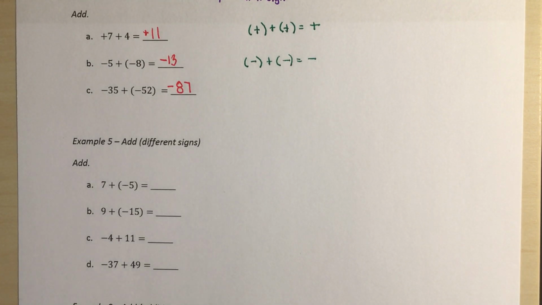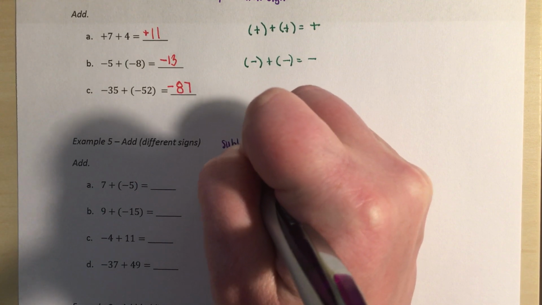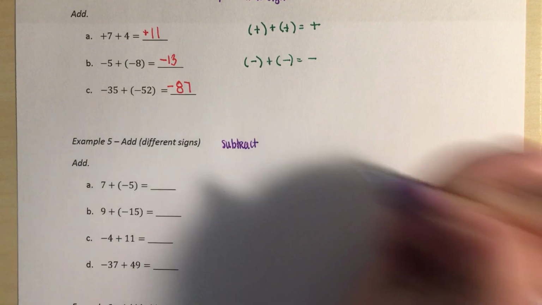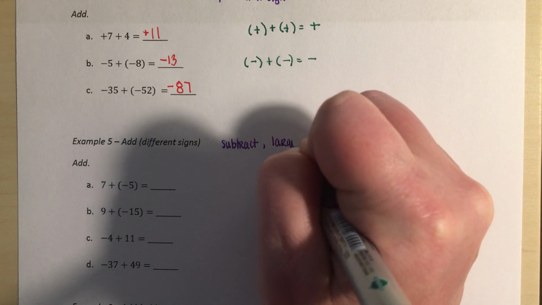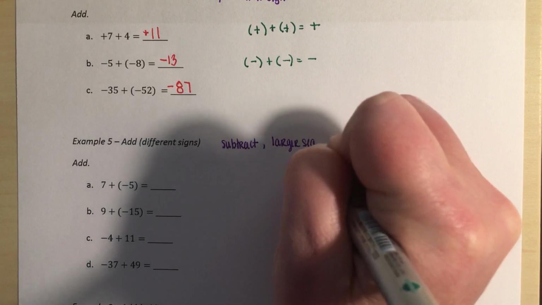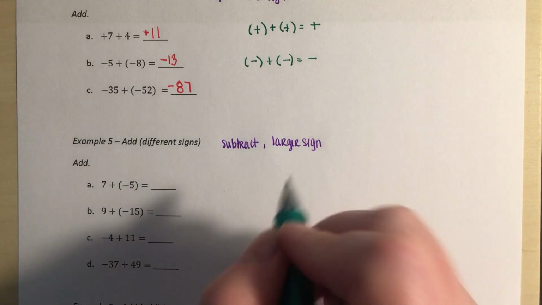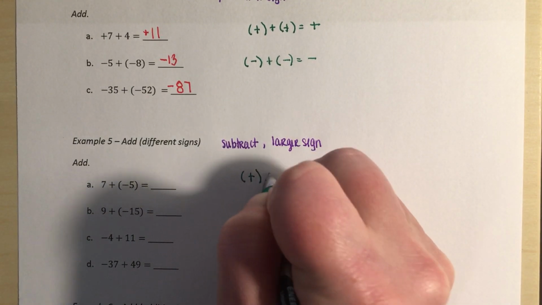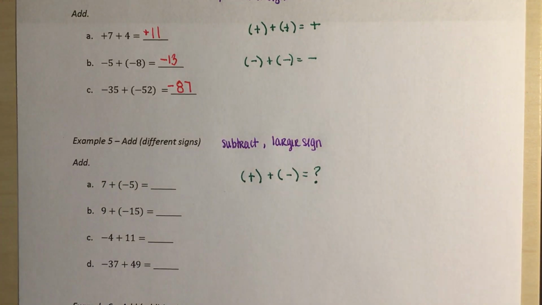Right. If we are adding numbers that have different signs, instead of adding this time, we are going to be thinking subtract. So we're going to subtract, and then we're going to use the sign of the larger number in our answer. What this means is if we're adding a positive and a negative, well, we don't know what the answer is going to be until we compare our numbers.